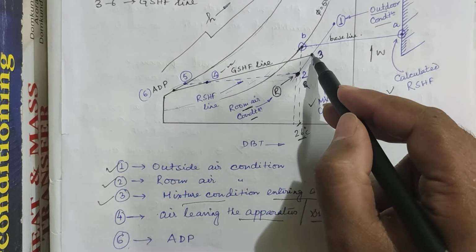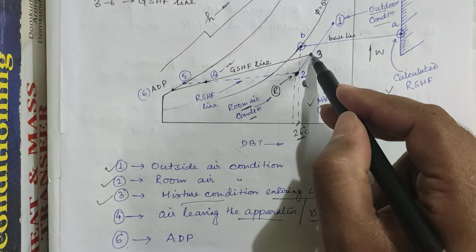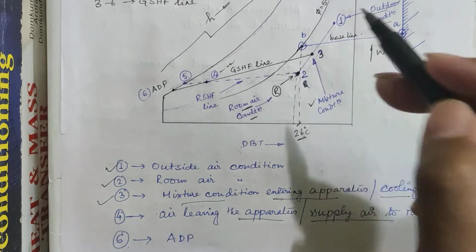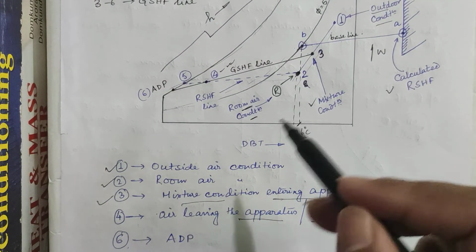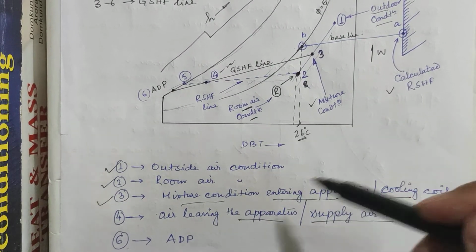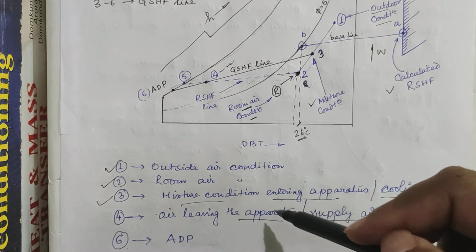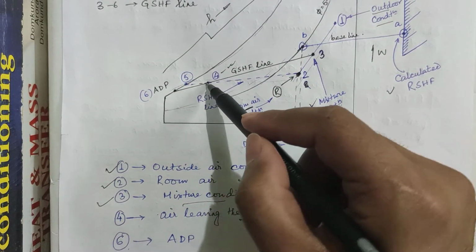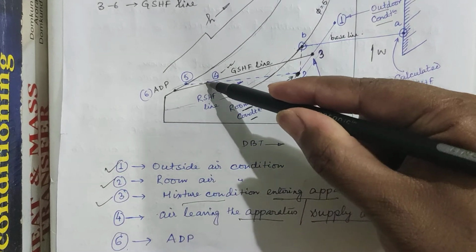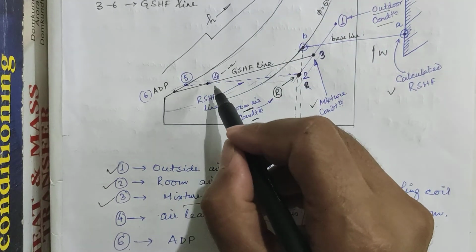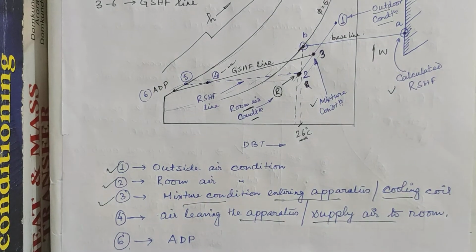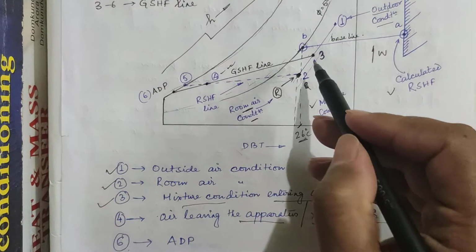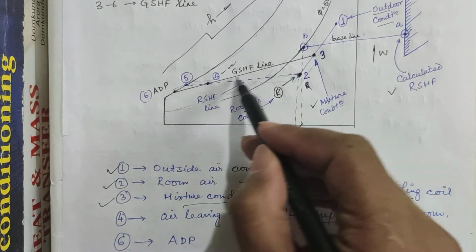So from point 3, this is the mixture condition entering the apparatus. So within the apparatus, what is done? Cooling and dehumidification will be done. After leaving the cooling coil, it will enter into the room. So point 4 denotes the condition of the air leaving the apparatus or supplied to the room. So if we join these points 3 and 4 by a straight line, so 3 to 4 denotes your GSHF line.